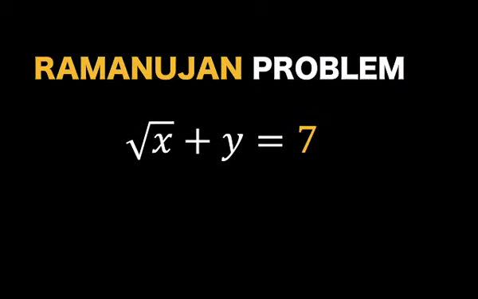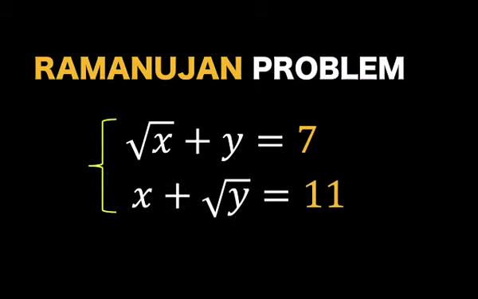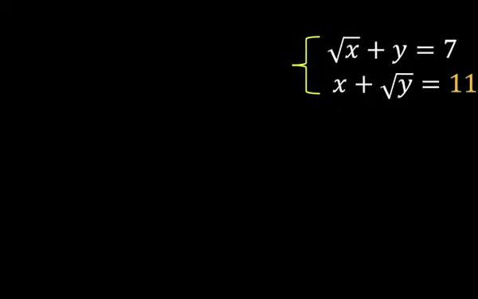Let's say we are given this system of equations. The square root of x plus y equals 7, and x plus square root of y equals 11. Find the values of x and y. Let's begin by determining what are the permissible values for x and y.